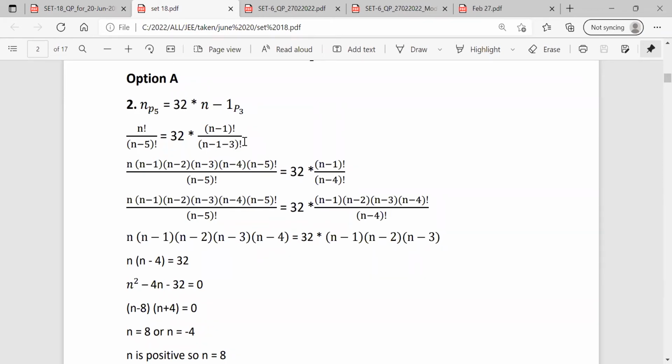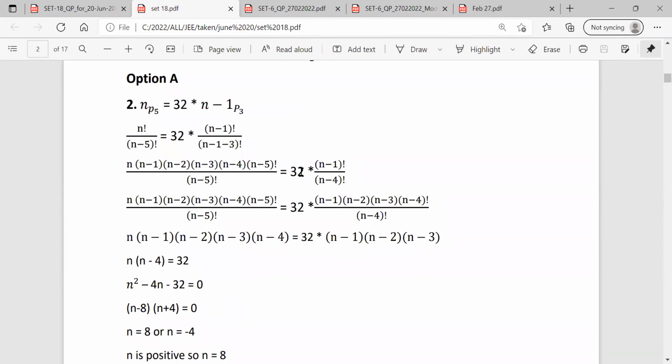Now it's simple to solve this question. We can write this n factorial as n into n minus 1 into n minus 2 into n minus 3 into n minus 4 into n minus 5 factorial. Because our aim is to find the value of n, we are framing all the given equations in such a way that we can find what is being asked in the question.